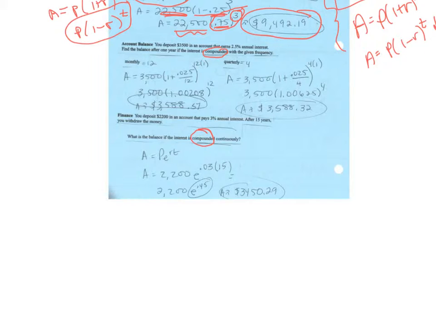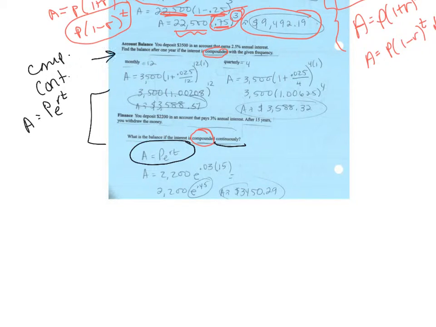Now for the bottom 2, you see the word compound, so you have to decide which to use. The second word after I see compound, I scan for word 2. I look for the word continuous. If I see continuous, it's the PERT one, P-E to the R-T. That's the continuous. So I scan for the word continuous. For the bottom one, it says continuous, so we know we're using that formula. We notice for the second to bottom, it doesn't say continuous, so I don't use that formula. I have to use A equals P times 1 plus R over N to the NT. It's the other compound formula.